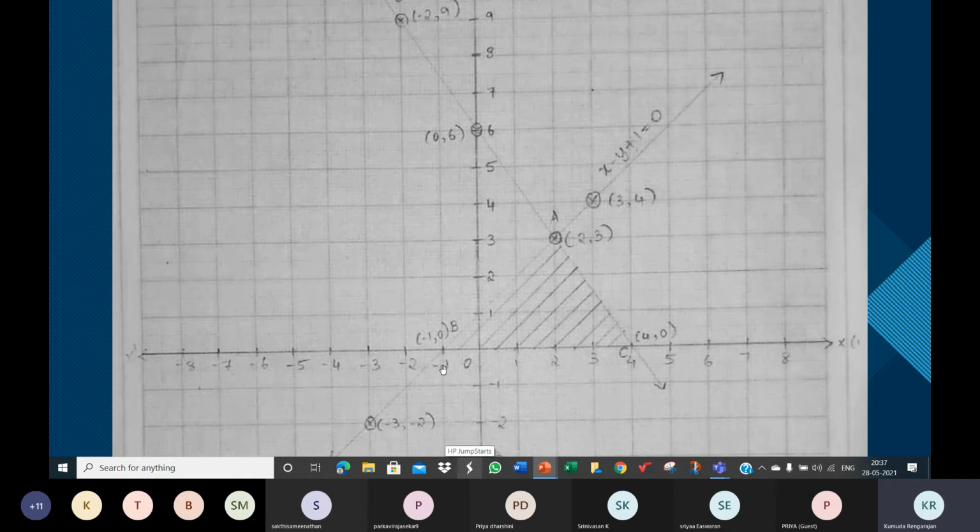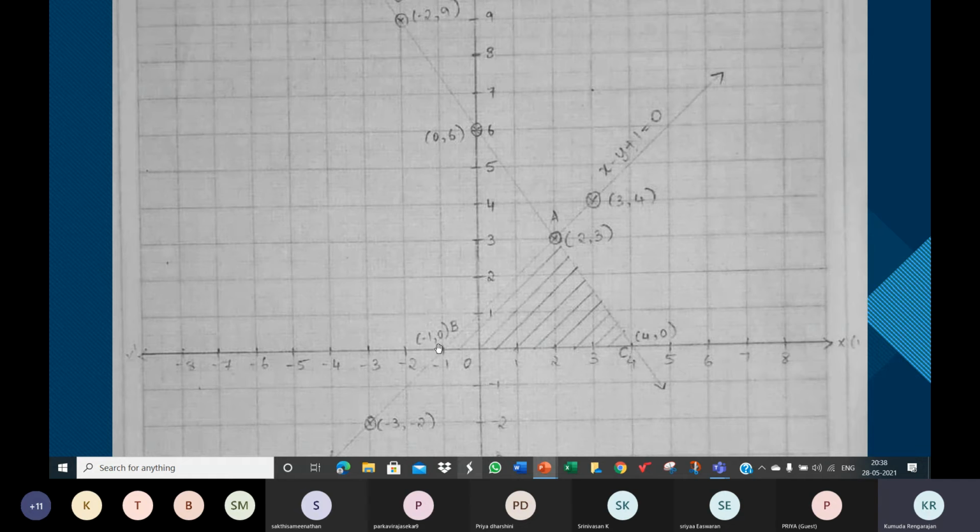Now we have to shade the triangle bounded by the two lines and the line y is equal to 0. That means the x-axis. We'll have to shade the triangle bounded by the two lines and the x-axis because y is equal to 0. So you can see here, this is the triangle contained by the two lines and the x-axis. See here, these are the two lines and the x-axis.